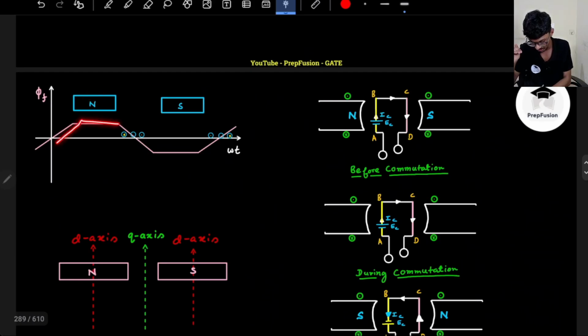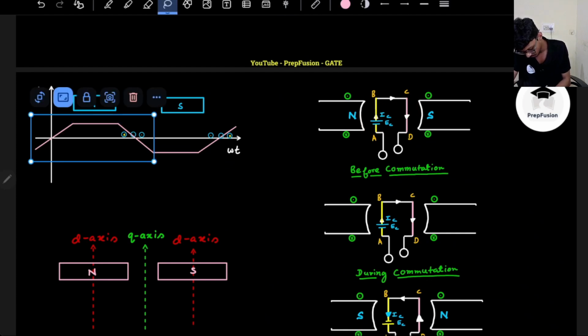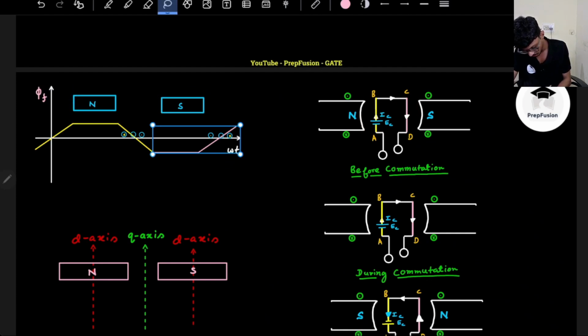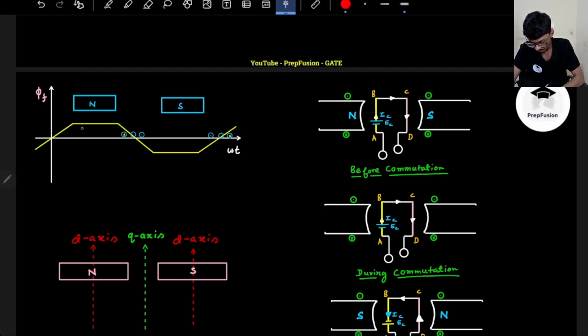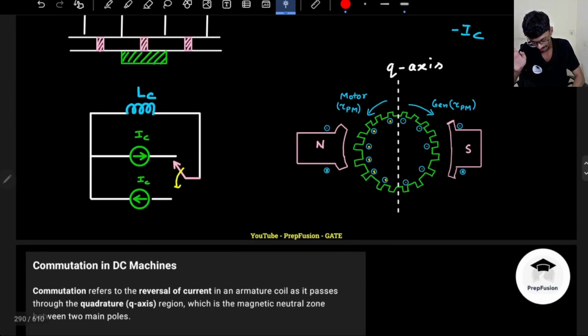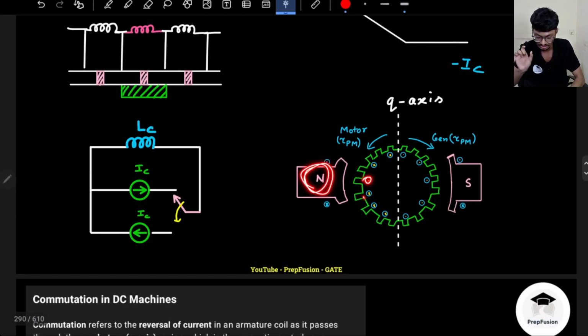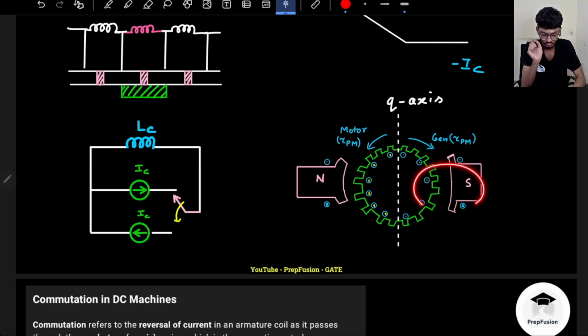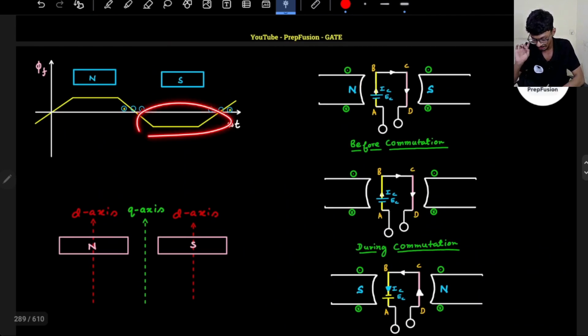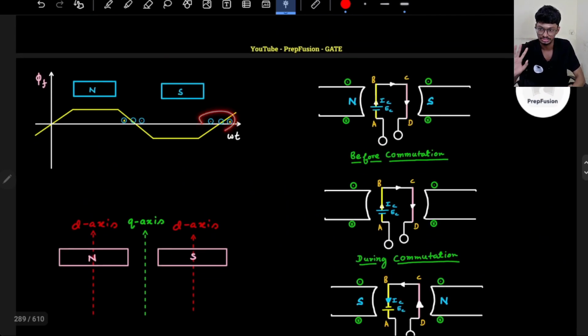Previously, let's say this is the coil, and this is the voltage of this coil. Let me color it yellow so that you will be able to understand. This is the voltage across this coil, initially under the north pole. As the armature rotates, this conductor that was in the north pole will come here in the south pole. So the current direction also changes. Previously it was going into the screen, now it is coming out of the screen in the south pole. So both the induced EMF and the current direction change.